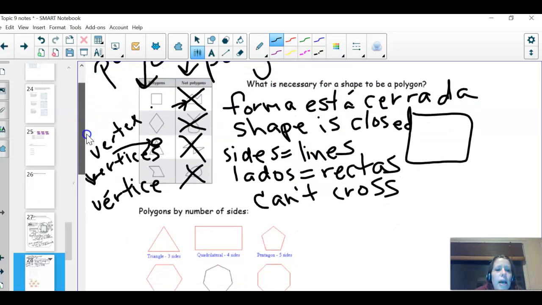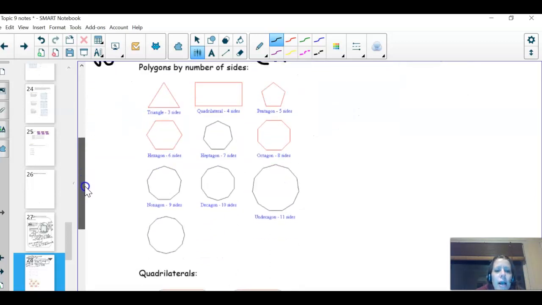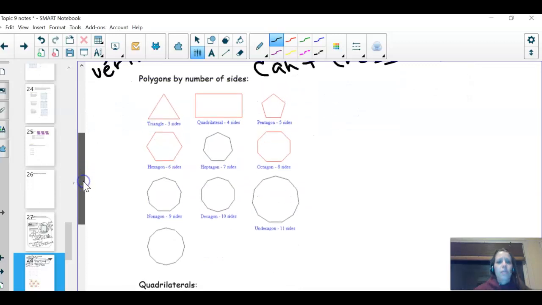Okay, so now we're going to look at the names of polygons by the number of sides. And I'm just curious, how much do you remember about polygons? How do you feel about your understanding of these? ¿Cómo sientes sobre estas cosas aquí? Siente como, oh, yo entiendo estos, or yo no puedo recordar.